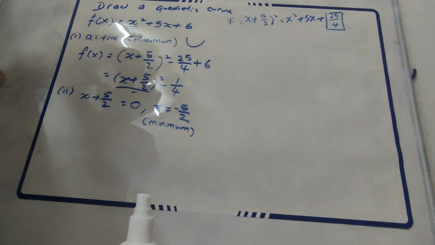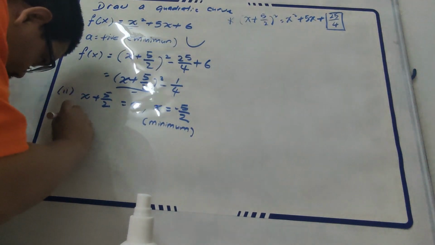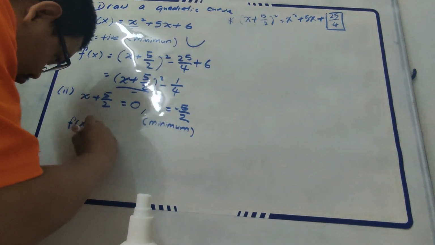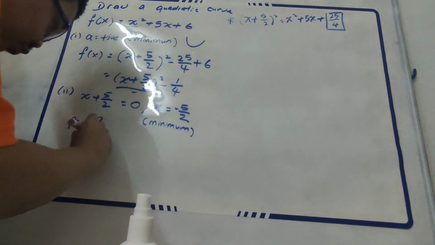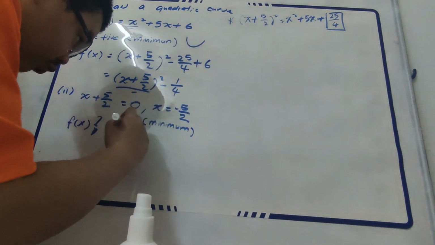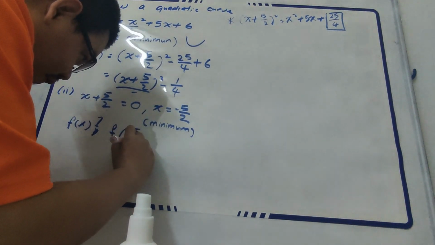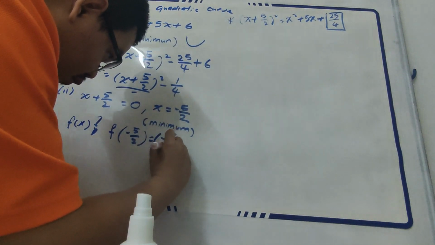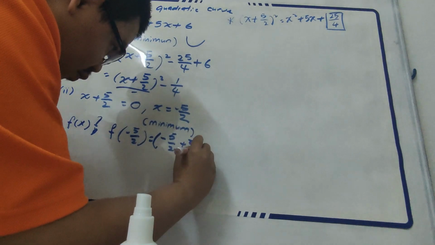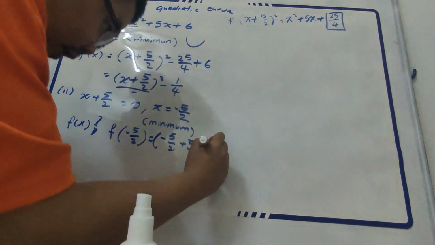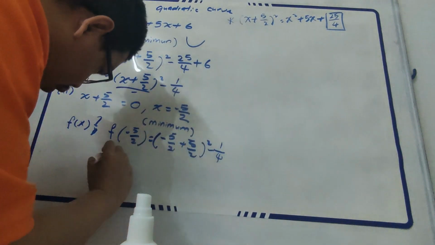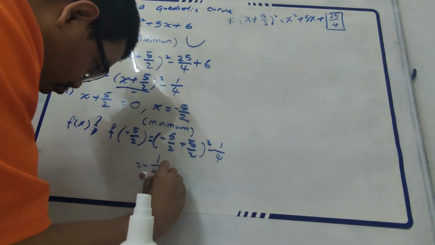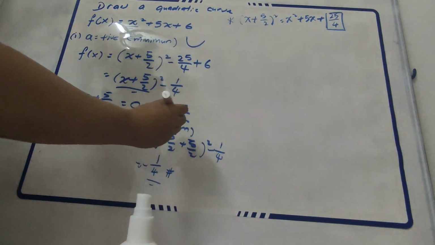So how about the f(x)? You still need to find the f(x). So what is the f(x)? I put a question mark here. So for f, you use x equals minus 5 over 2. So it's equal to negative 5 over 2 plus 5 over 2 squared, then minus quarter. So it's equal to negative quarter. So this is the second part.